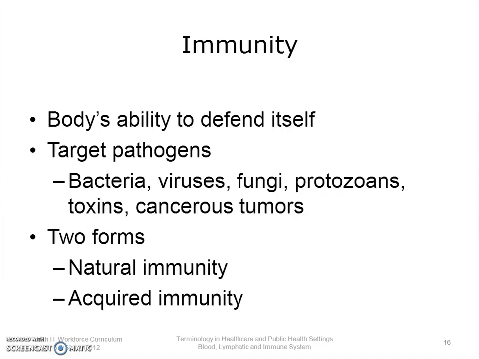Immunity is the body's ability to defend itself against pathogens. Pathogens can be bacteria, viruses, fungi, protozoans, toxins, and even cancerous tumors. There are two forms of immunity, natural immunity and acquired immunity. Let's look at these two forms of immunity in a little more detail.